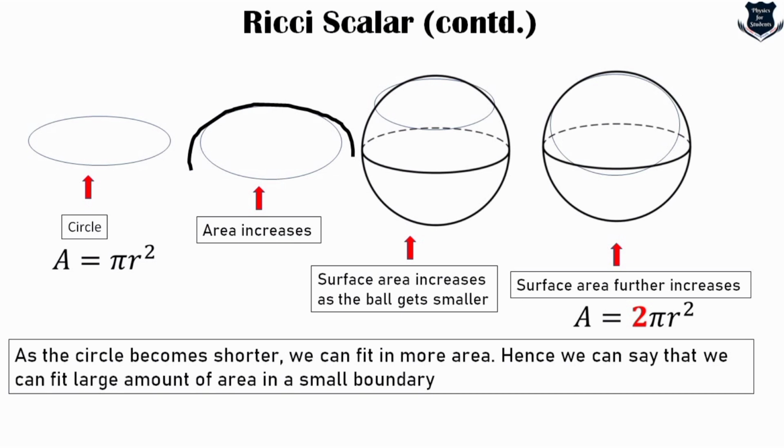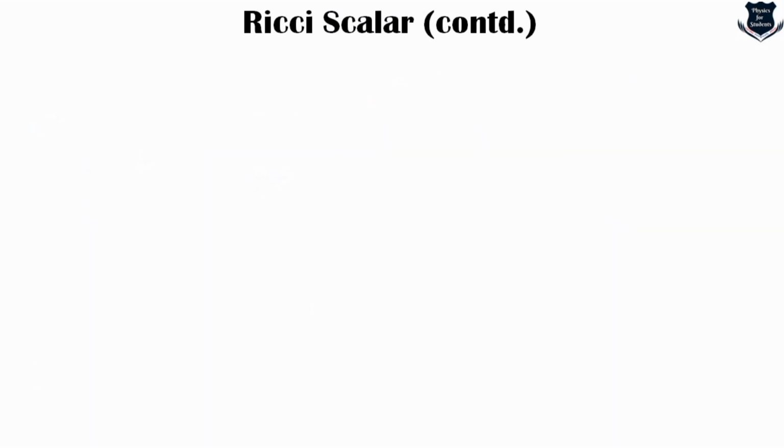And how much this area is fitting is exactly what the Ricci scalar measures. You see the circle fitting in the second place, in the third and the fourth one. The circle is becoming shorter and it is getting into more area. So this is what the Ricci scalar does.